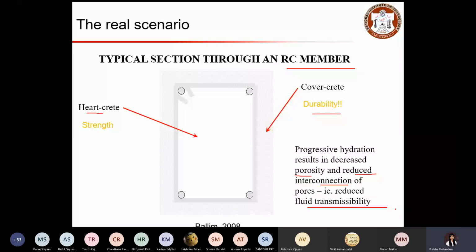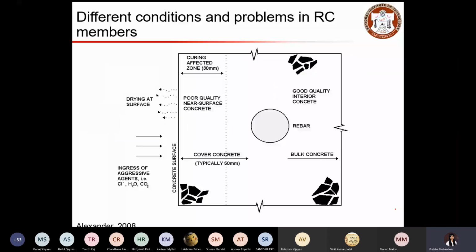So there are different conditions and problems that you expect in RC members. So here is one example. You can consider this region as a concrete member. So this whole surface represents the concrete member, and then you have your rebar located here, and the location from the concrete surface to your outer rebar is basically called the covercrete, and then you have your hotcrete starting from this region. So that is your hotcrete.